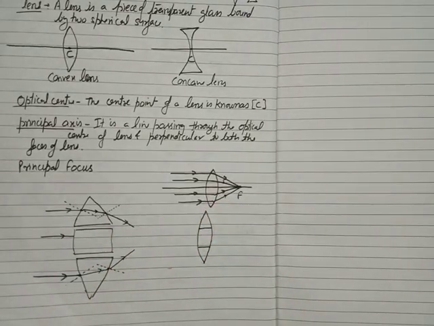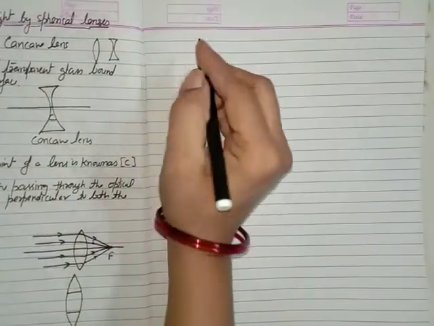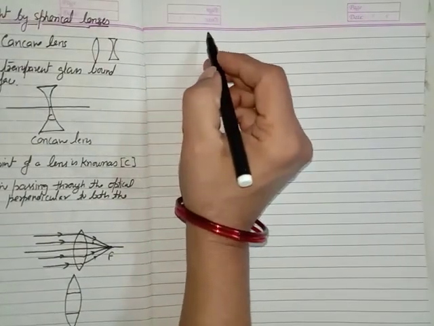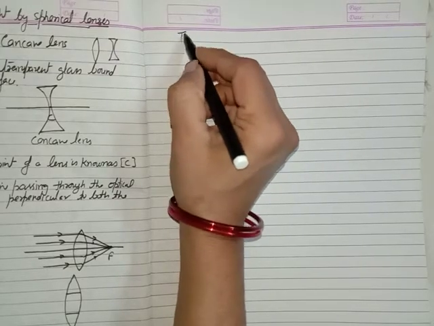Okay, we should write the definition of principal focus here. The definition is: the principal focus of a convex lens.